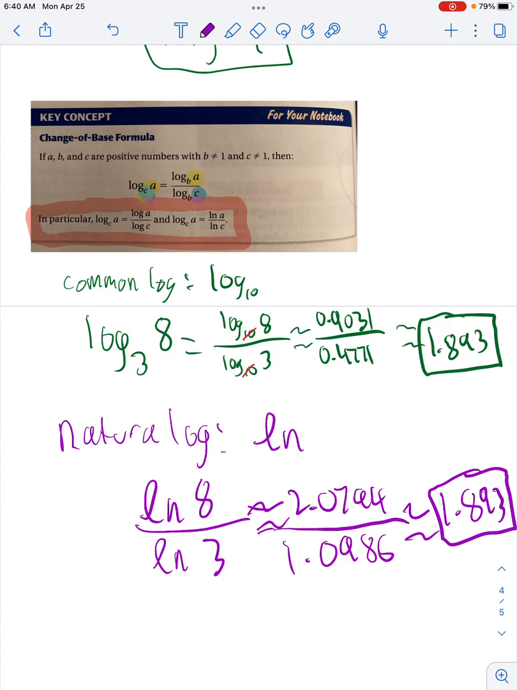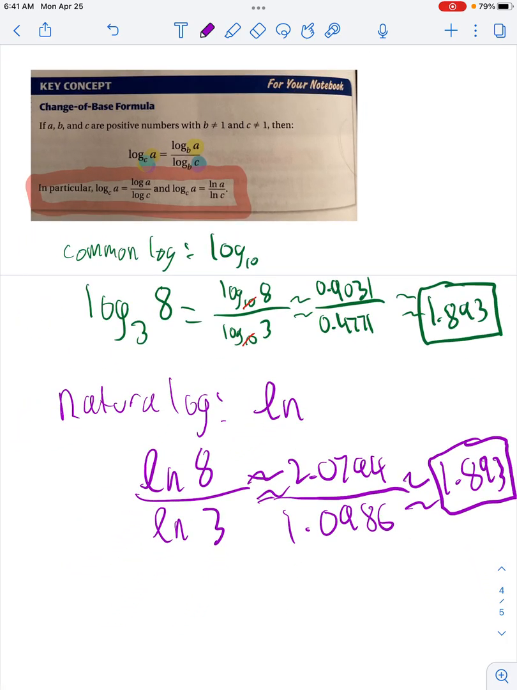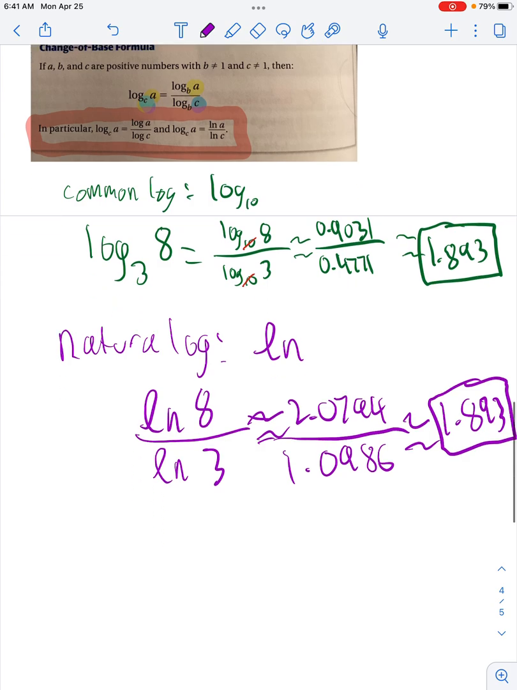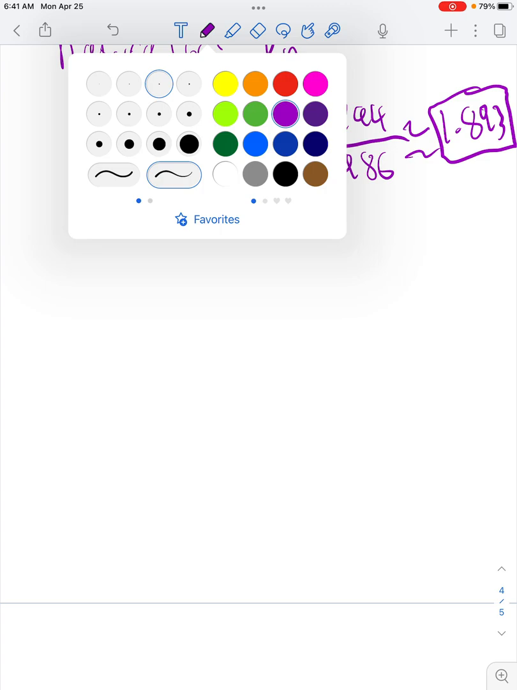So we like having natural logs or common logs. If you're stuck with something that you're not sure how to simplify, you can use this change of base formula to get it into base 10 or get it into the natural logs. And then you can use your tools, aka your calculator, to help you solve that.